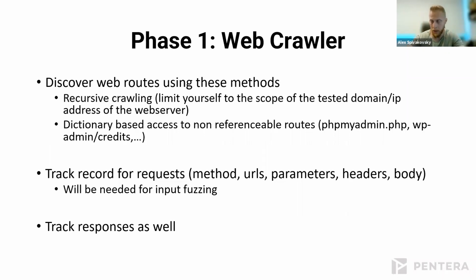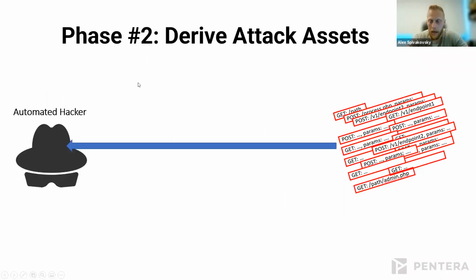Now you have another route. If not, it's automation, so it didn't cost you anything. Keep track of records of every type of information: which method you used, GET or POST, the URLs, the parameters, the headers, the body, and of course the response. Now that I've mapped, maybe not all the possible routes, but we did a pretty good job, it's time to derive attackable assets. And what does it mean, deriving attackable assets?